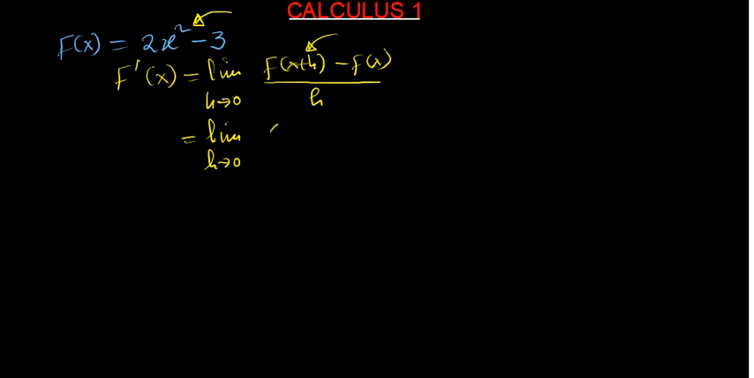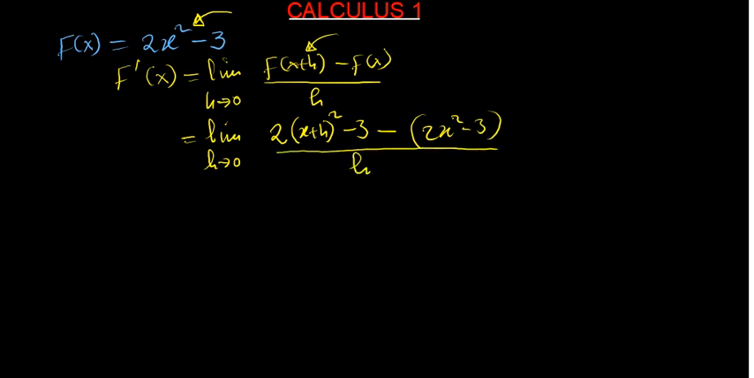So that will be 2 times, where there was x we put x plus h. Remember x was squared, so that will be squared. And then minus 3. And then minus, here we are subtracting the function you've been given, minus f of x. In this case the function is 2x squared minus 3, so that would be minus the whole function, 2x squared minus 3. And then everything divided by h.